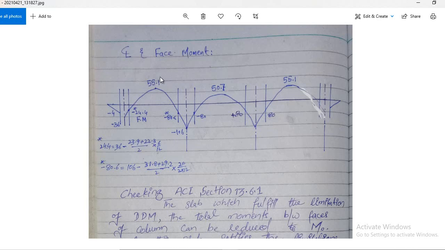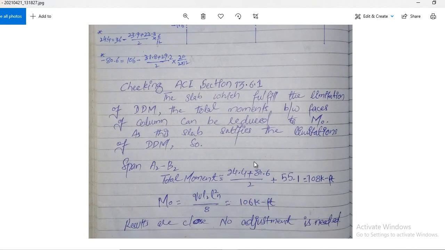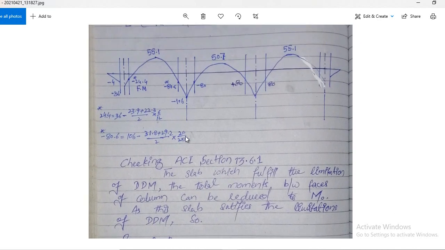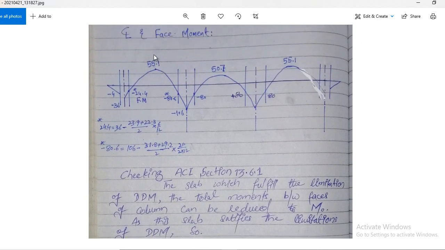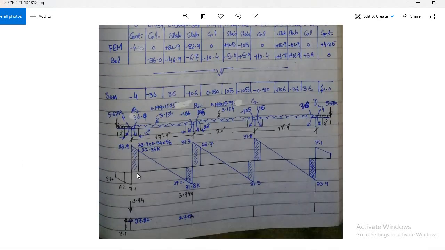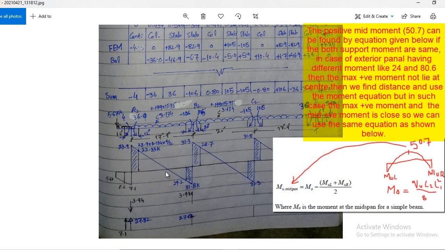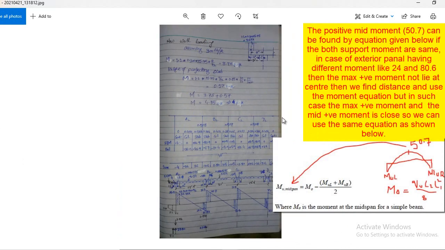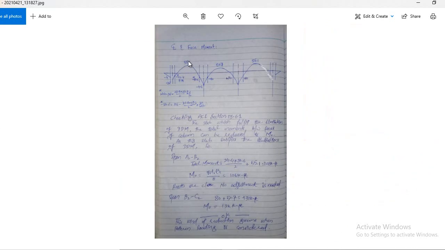And how did I get this 55.1? 55.1 is basically the midspan moment. You have to find this distance, as we did in lecture number 6, 7. Once you find that distance, then using the moment equation you will find the mid moment. Clear? So this is simple, how to find the positive moments.